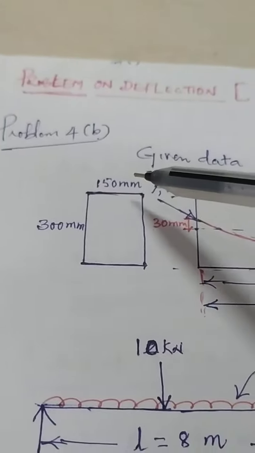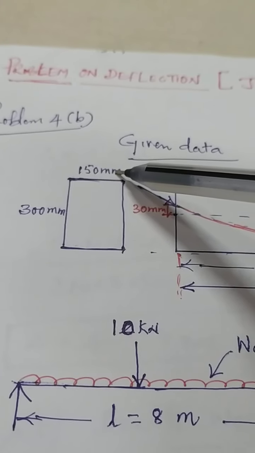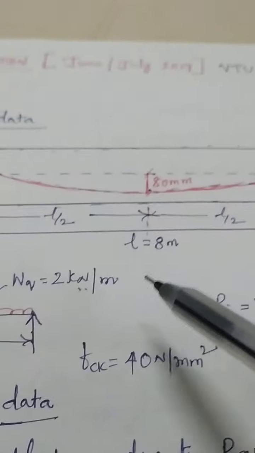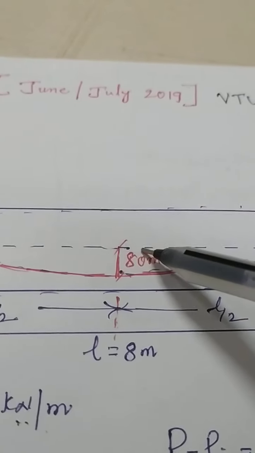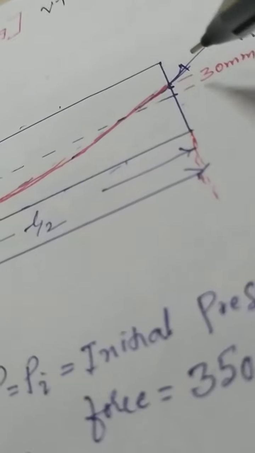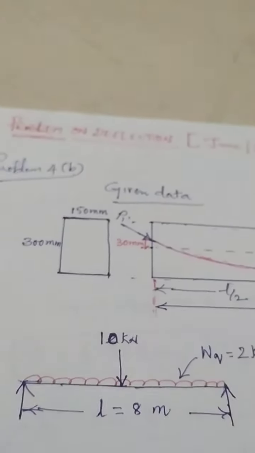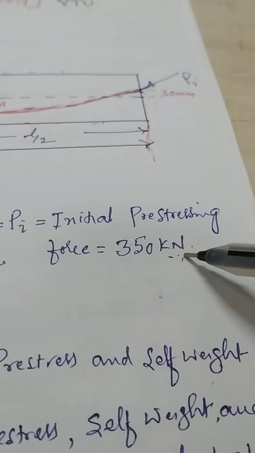Here the given data is 150 mm, that is the cross-section dimension. 150 mm is B. Overall depth is 300 mm. The span given is 8 meter. And eccentricity at the center is 80 mm, that is E1. And eccentricity at the ends is 30 mm. And the pre-stressing force is given, that is 350 kilonewton.